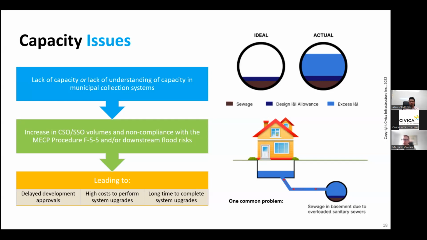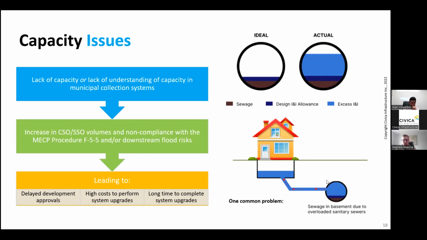So when we run into these capacity issues, in an ideal situation, we have some sewage and some small amount of I&I or infiltration allowance. But in actuality, we see a lot of locations where the amount of flow going through during storm events is much higher than what we had designed for and what we would expect. This may not necessarily be an issue. If this pipe isn't full, it may not be causing direct impacts, but sometimes it does.